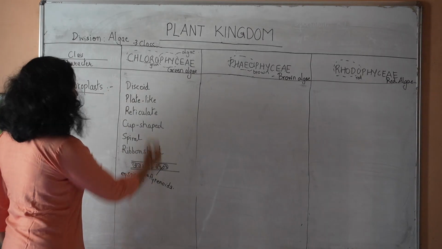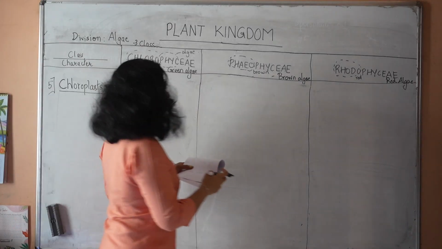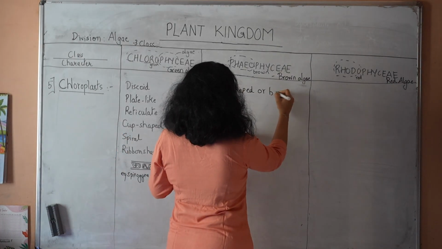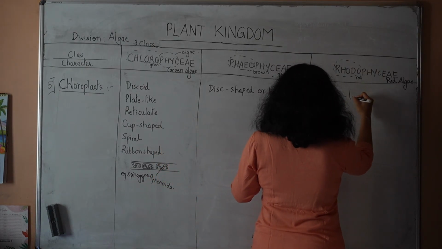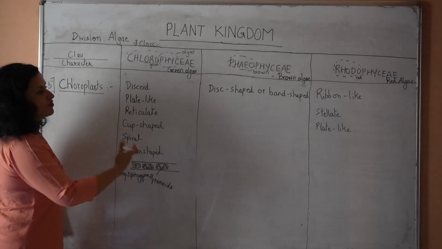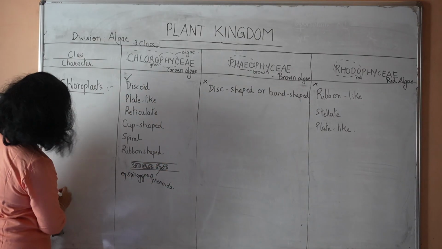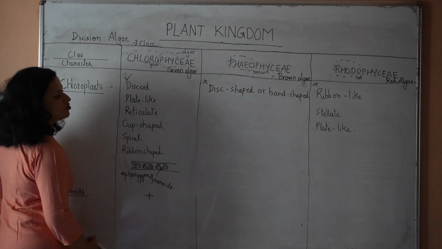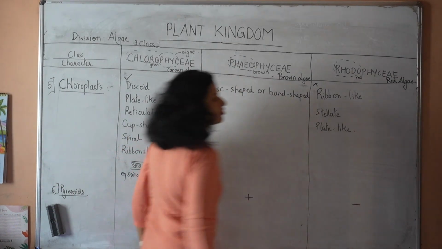For your homework, please find out the shapes of all these with examples. Let's write down for Phaeophyceae as well. Disc shaped or band shaped, and for Rhodophyceae we have ribbon-like, stellate, plate-like. So these are the different shapes of chloroplasts. These are not there in NCERT, only these are there. You may also write down about pyrenoids. Pyrenoids are present in Chlorophyceae, present in Phaeophyceae as well, but absent in Rhodophyceae.